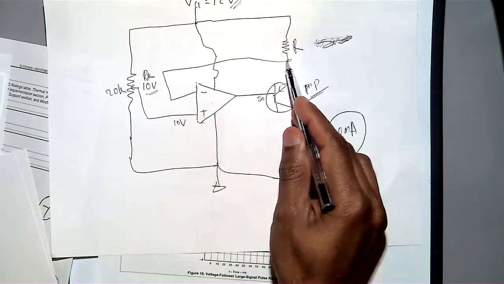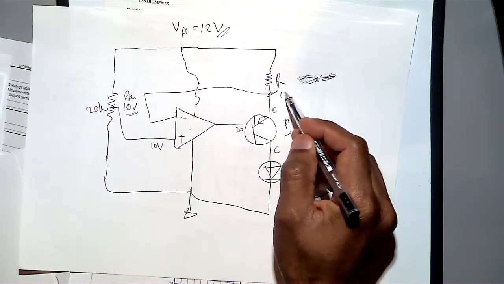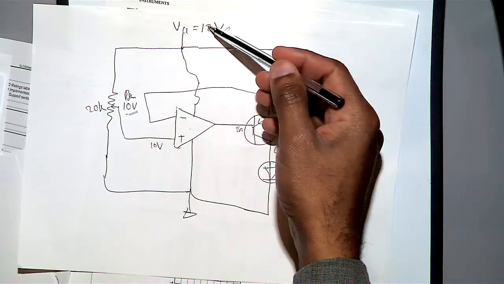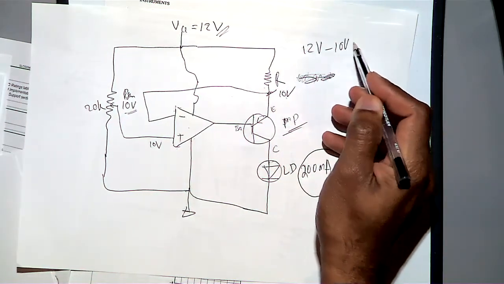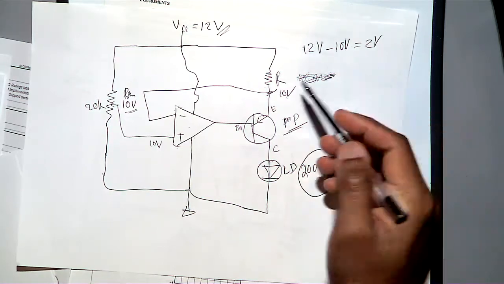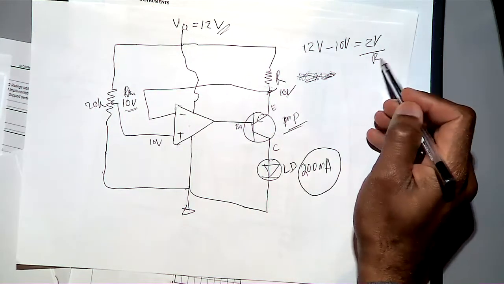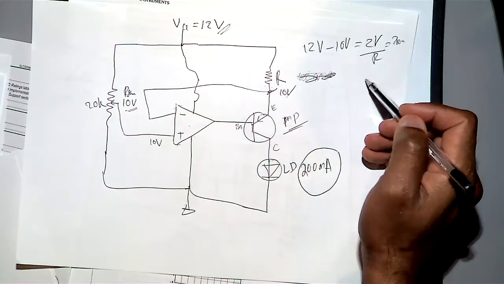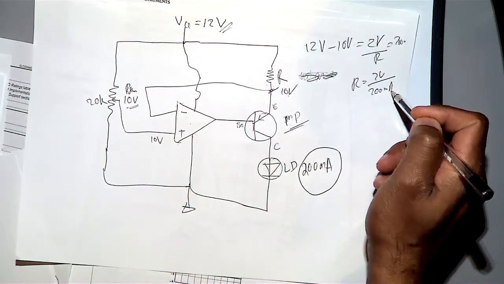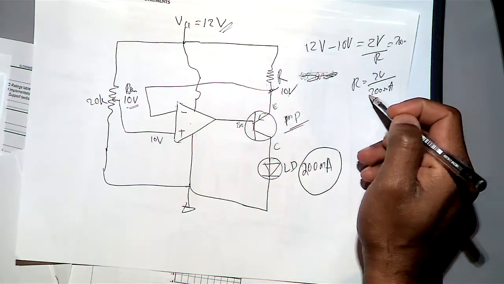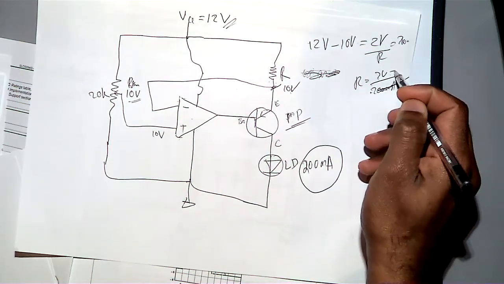What is the voltage here? Yeah, then you already got 10 volt. Then 12 volt minus 10 volt, which is equal to 2 volt, and then divided by this R, which is equal to 200 milliamps. So your R equals 2 volt divided by 200 milliamps. So then how much is it? 0.2. So which is equal to 10.